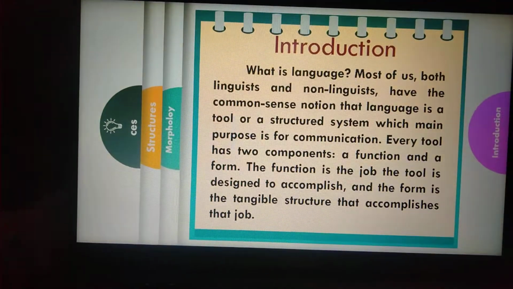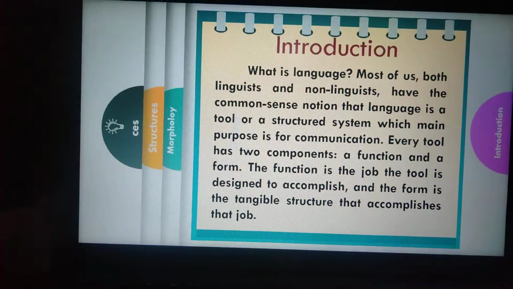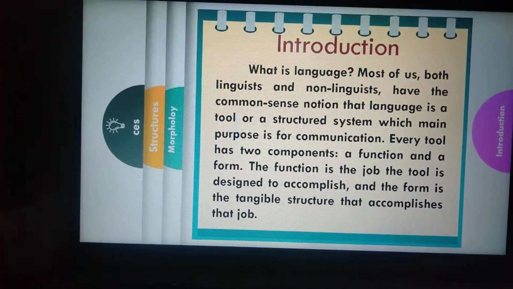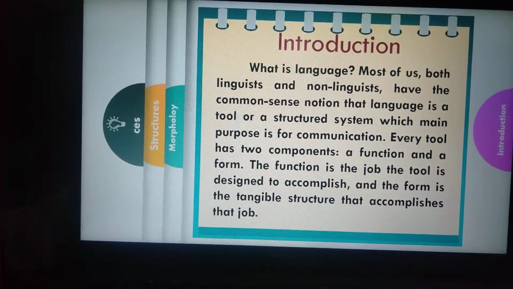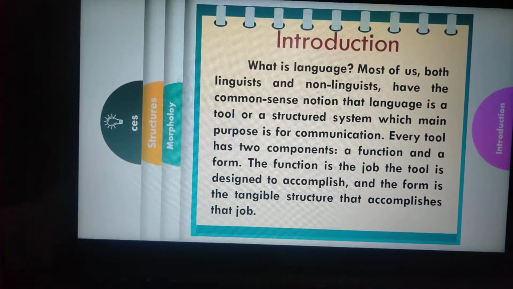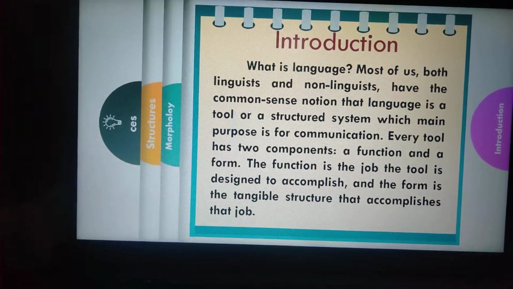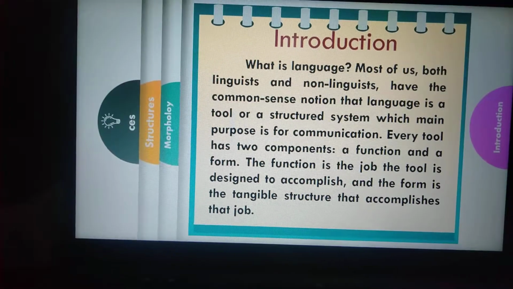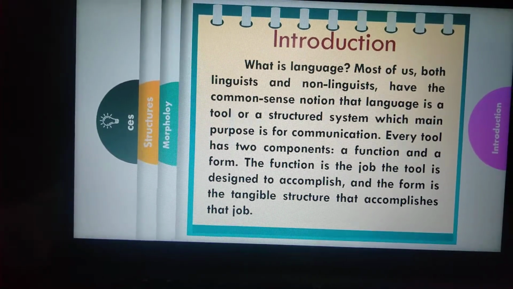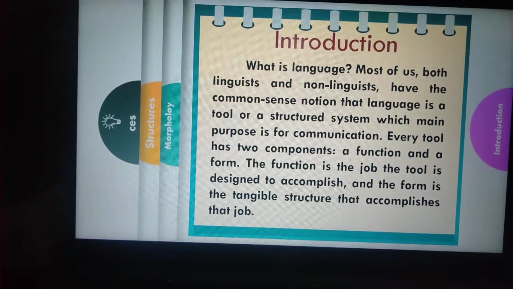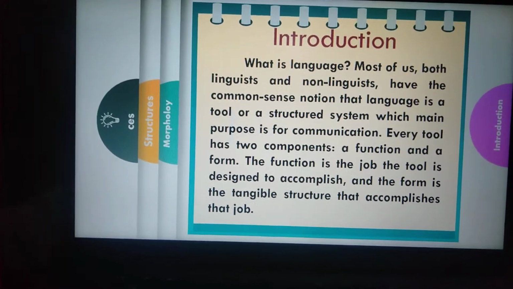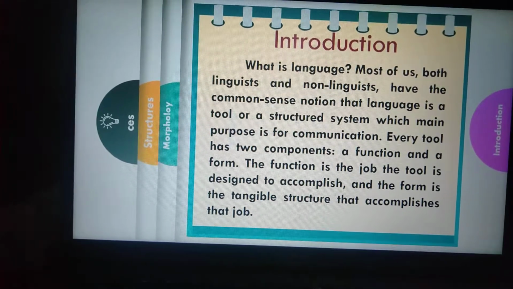Morphology and Syntax. What is language? Most of us, both linguists and non-linguists, have the common sense notion that language is a tool or a structured system whose main purpose is communication. Every tool has two components, a function and a form. The function is the job the tool is designed to accomplish, and the form is the tangible structure that accomplishes that job.